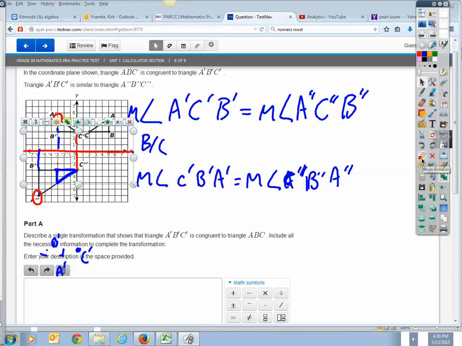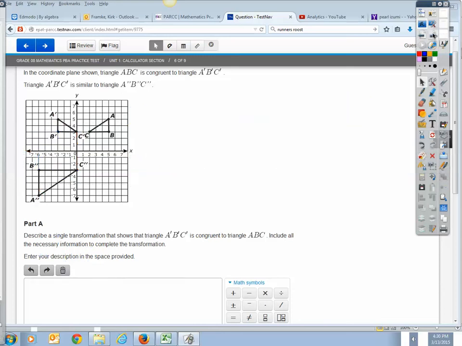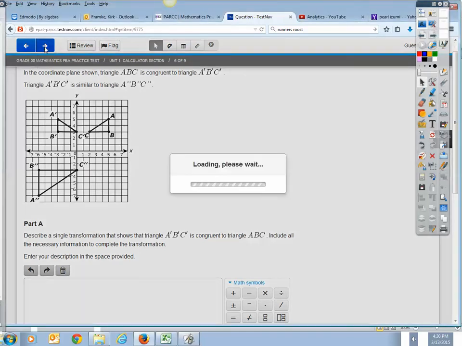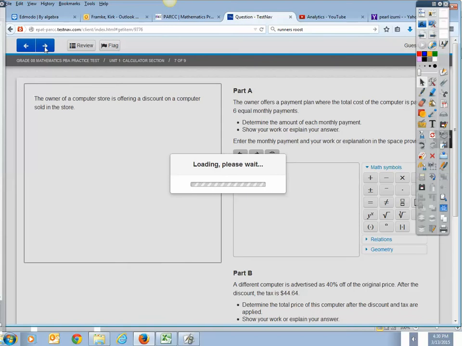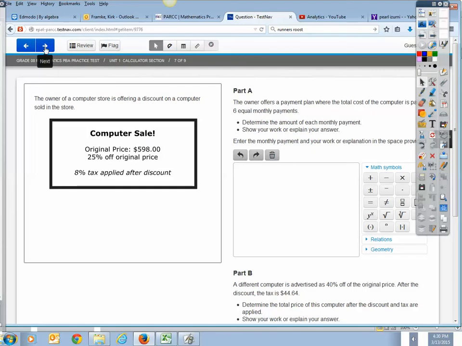That was a long-winded explanation for one problem. Sorry that you had to listen to that so long. So then let's go to the next problem. All right, I've already done this problem, so I'm going to include it in a separate video.